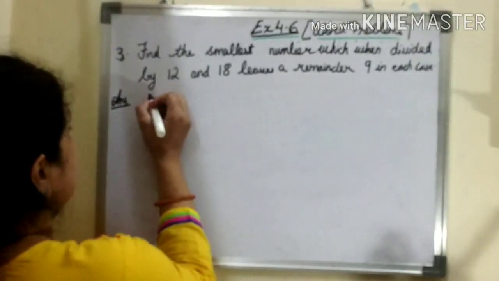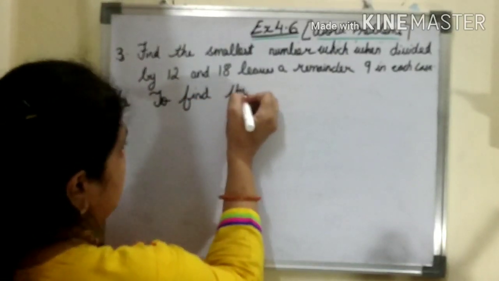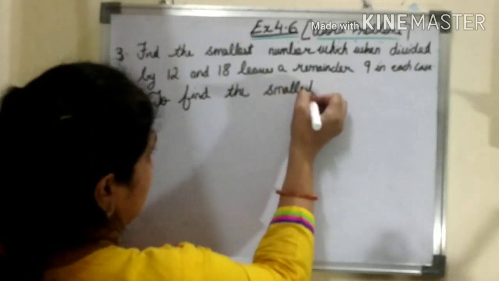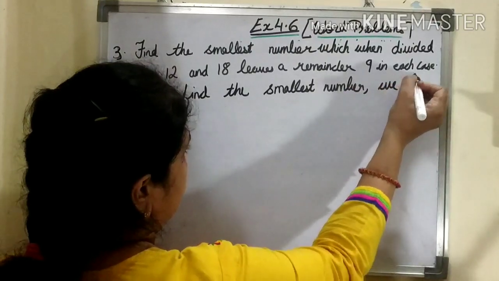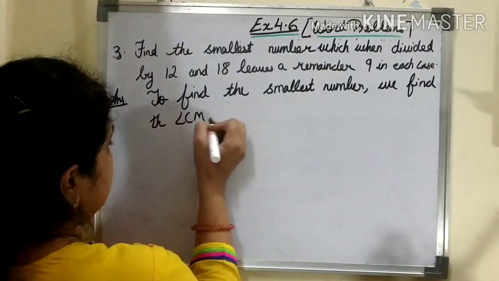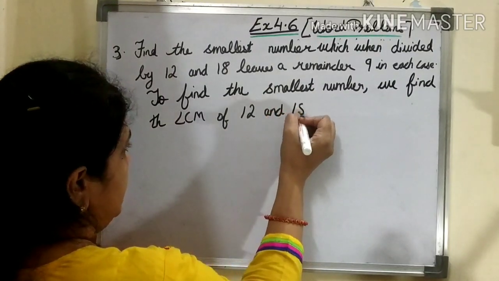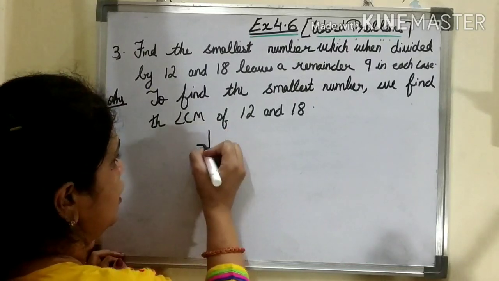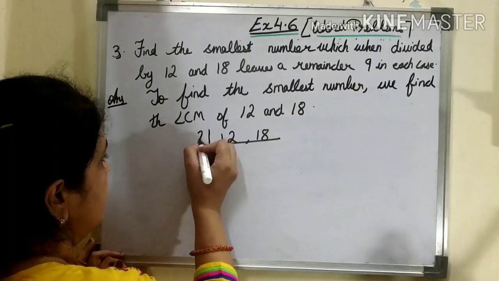Okay, now to find the smallest number, I told you when we have to find the greatest number we would be finding the HCF, and when we are finding the smallest number, we find the LCM of 12 and 18. Okay, so let us find the LCM of 12 and 18. Many methods you can use. Here I am using the short division method.